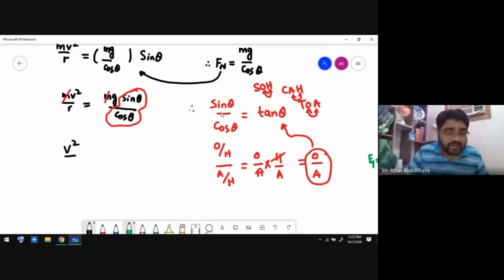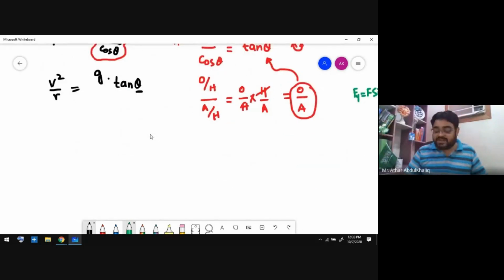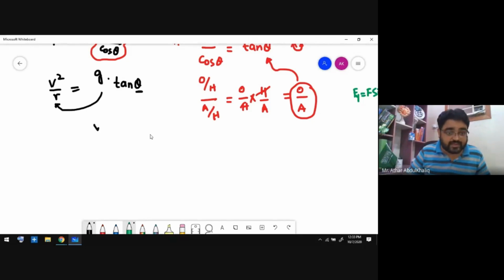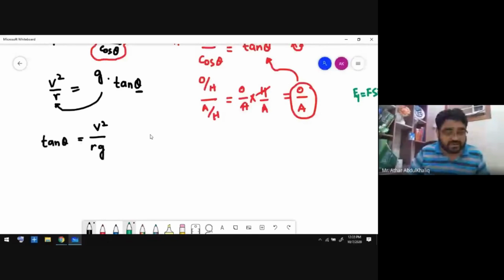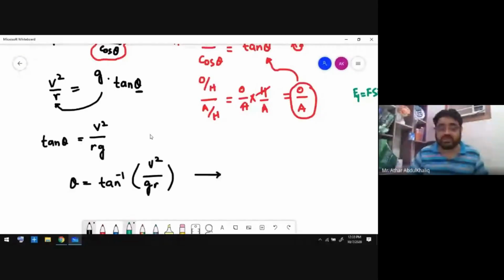Now this becomes v square over r is equal to g sine theta over cosine theta, which is tan theta. They need us to find theta, so g will go on the other side and it will be divided. So it will become v square over rg is equal to tan theta. So theta is equal to tan inverse of v square over rg. This is the formula that actually provides us the banking angle.